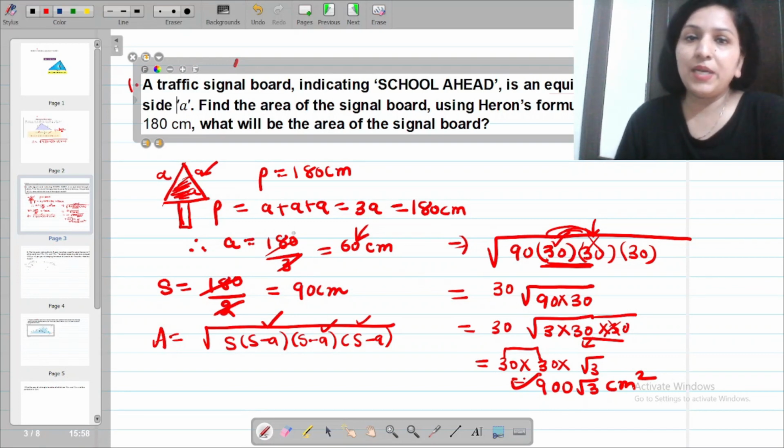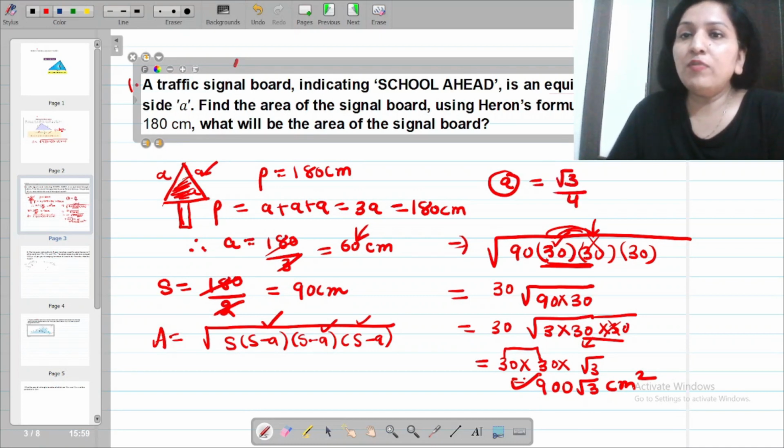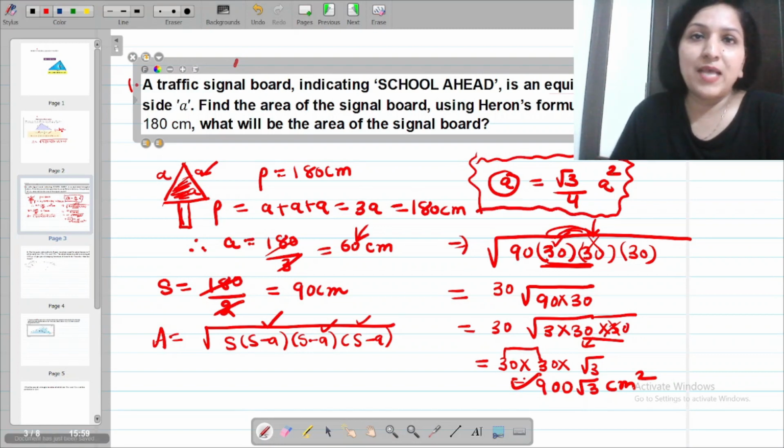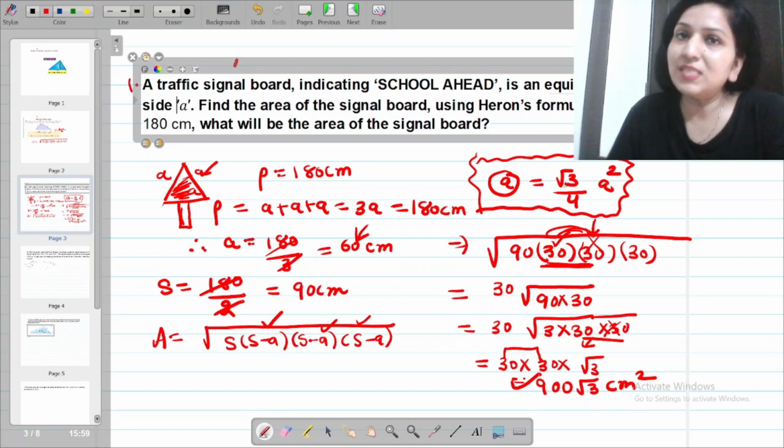Now, one thing you need to remember: if there is an equilateral triangle where the side is A, you just need to remember the formula. It can be verified using this Heron's formula as well. The formula is root 3 upon 4 side square. Okay, you can just remember this. It will be very, very useful for you in the Olympiads as well. It is root 3 upon 4 and the square of the side. This is the direct formula if only the side of the equilateral triangle is given.